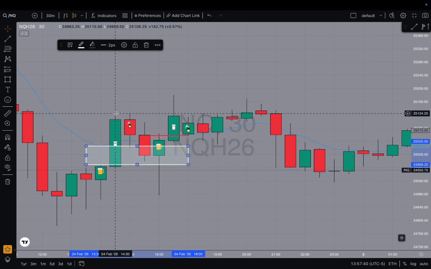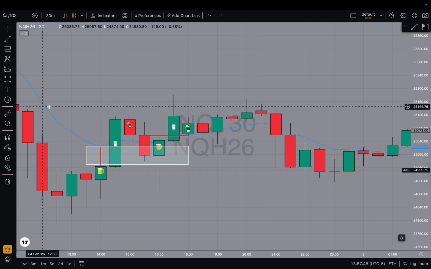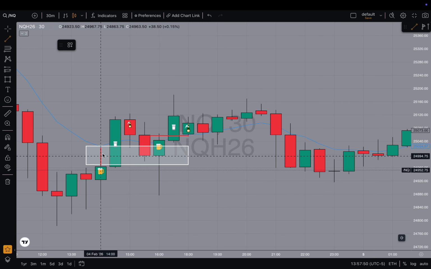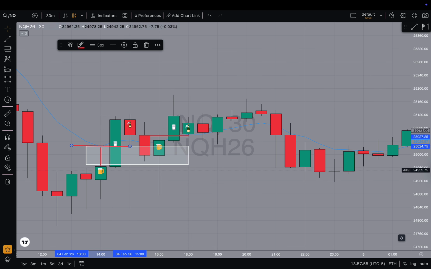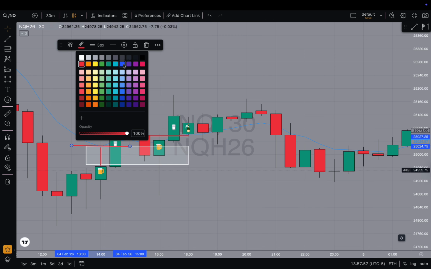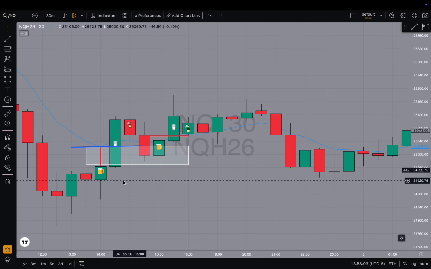Got it? Now, if this black line, this wick, was like this and the lines were overlapping on the candles, make it a different color. If they were overlapping like this, that would make it not a fair value gap.